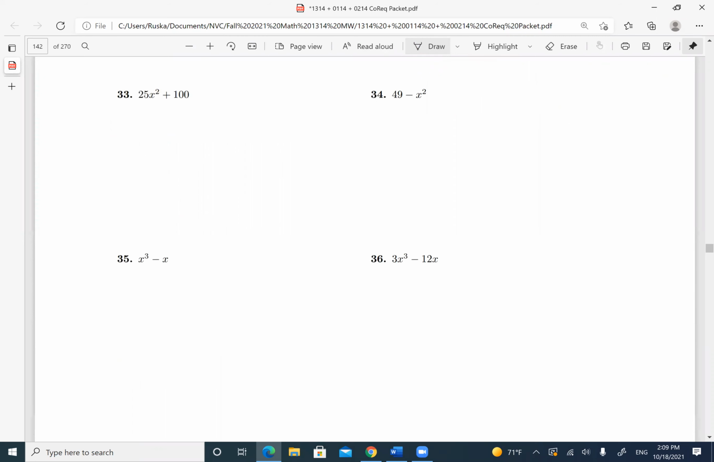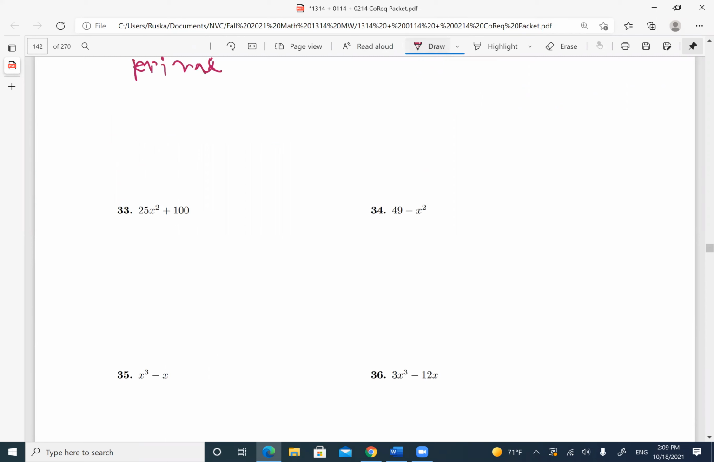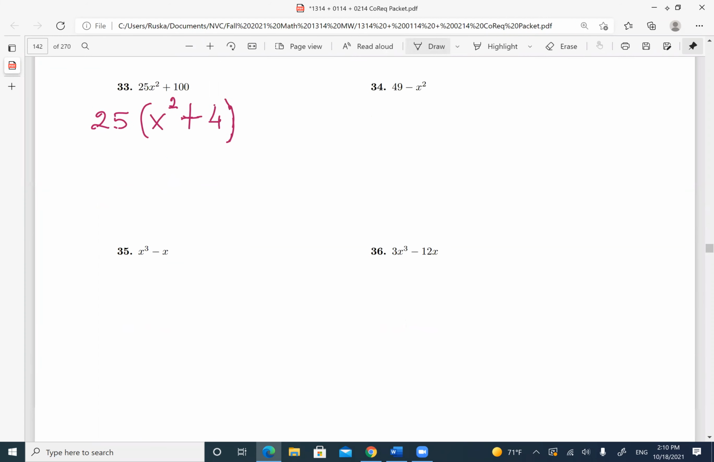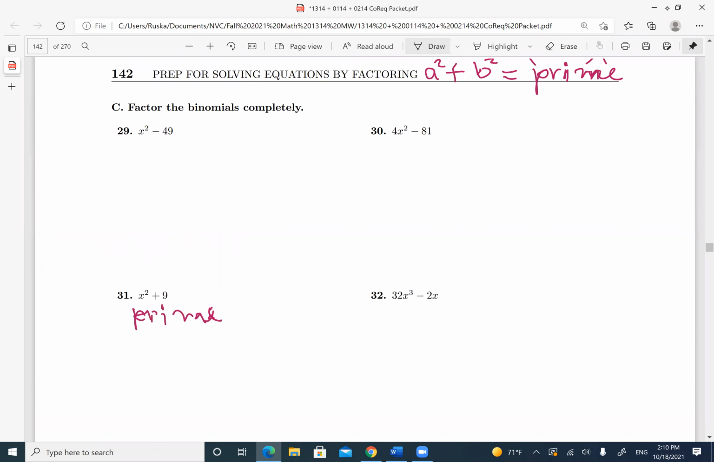I do, but see this one, number 33, I have plus, but I have a common factor. So for 33, I can factor out 25. I'm not writing prime because I have 25 in common. And I'm going to write what is left, x squared plus 4. Everybody see that? So always look for the greatest common factor, always. Okay? And we don't have more with plus in the middle, so we're going to factor everything else.